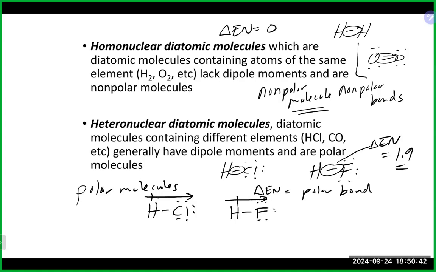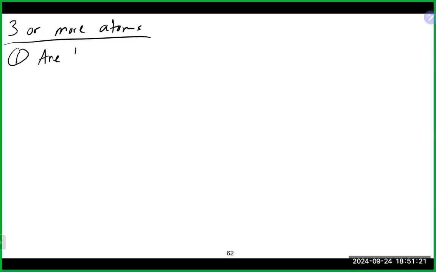So again, diatomic molecules are pretty simple to determine. Are they going to be a polar molecule or nonpolar molecule? If the bond is nonpolar in that diatomic molecule, then the molecule will be nonpolar. If the bond is polar, then the molecule will be polar, again, because there's just one bond. So whatever it is basically tells you what the molecule is. When we have three or more atoms involved, you actually have to look at a couple of things. So when you've got three or more atoms, you have to look at, are there polar bonds?